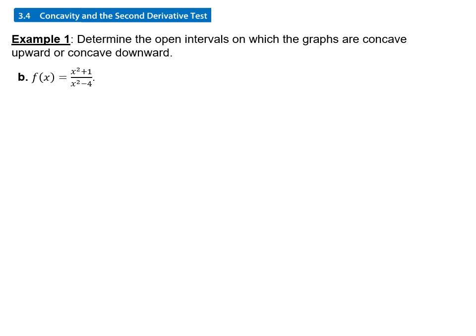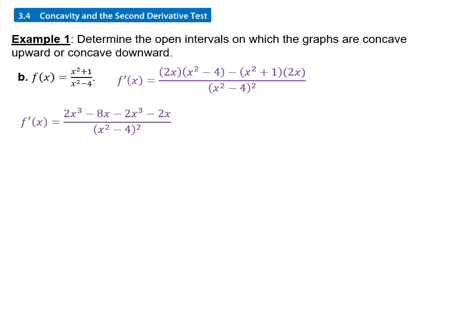On B, I got to do quotient rule. So derivative of the top is 2x. And then we multiply it by the denominator minus the top times the derivative of the bottom over the denominator squared. Do some simplifying, and the 2x cubes cancel, and that gets us negative 10x. Critical values for that would be 0 and plus or minus 2.